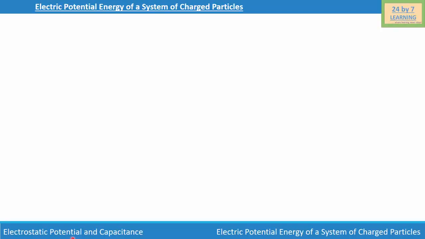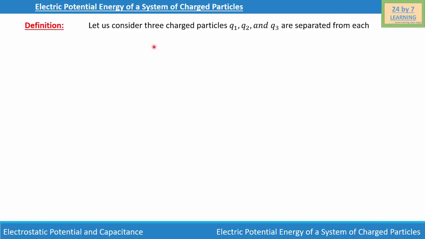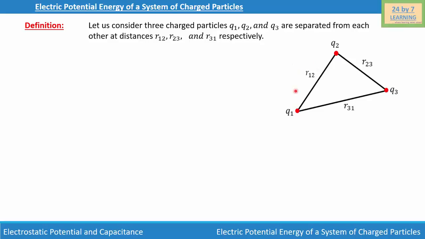Electric potential energy of a system of charged particles. Let us consider three charged particles Q1, Q2 and Q3 separated from each other at distances r12, r23 and r31 respectively. Now, in order to explain this, I'm going to use this information to draw a figure. So here's the figure where I have charges Q1, Q2 and Q3, and they are r12, r23 and r31 distance apart from each other.